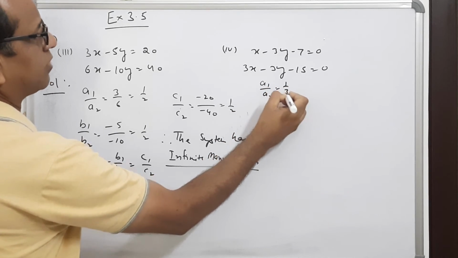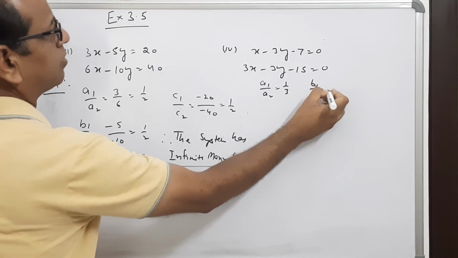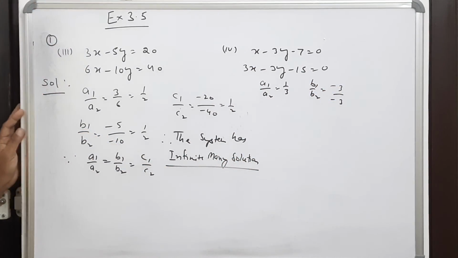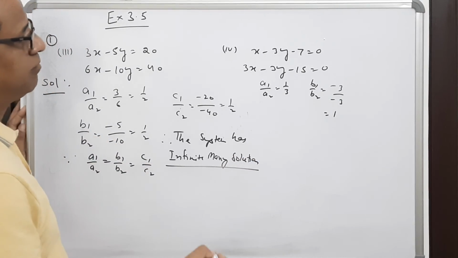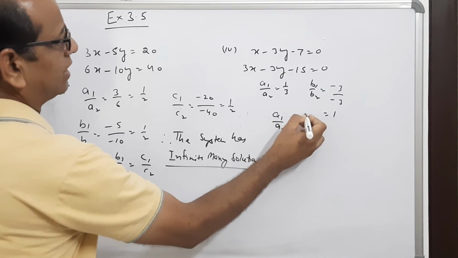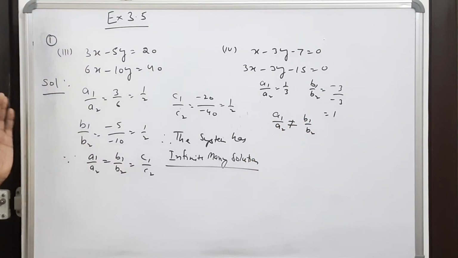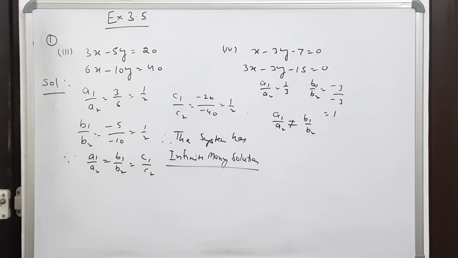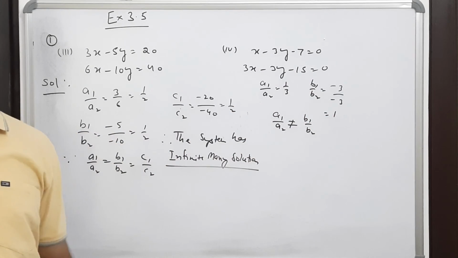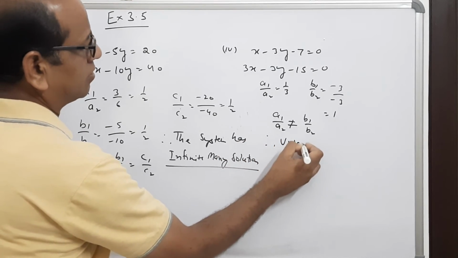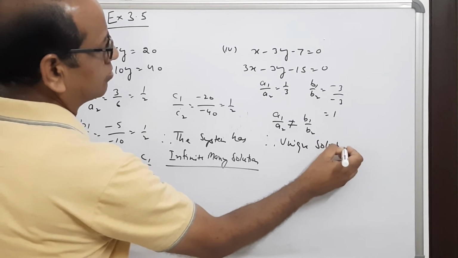A1 upon A2 is 1 by 3. B1 upon B2 is minus 3 by minus 3, so we can write it as 1. Now what we find is that A1 upon A2 is not equal to B1 upon B2, because 1 by 3 is not equal to 1 in this particular case. So it is not required to calculate C1 upon C2, and we say that it is a unique solution.